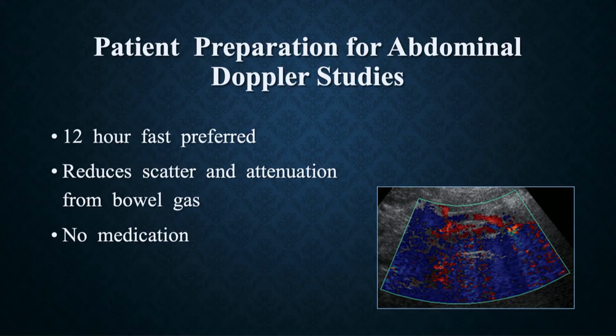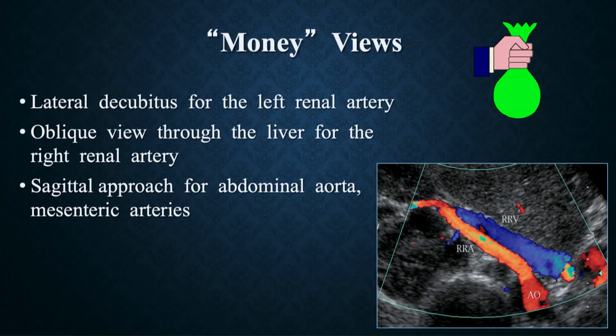protocols. When we plan to do our abdominal studies, the aorta, renals, and mesenterics, we like to have the patient fasting from the night before. Try to schedule as many as we can in the morning, although we do perform these studies throughout the day. By having the patient fast, then we can reduce the amount of noise that we get from the patient, which causes scatter and attenuation. We don't give any other medication or other preparation other than have the patient fast.